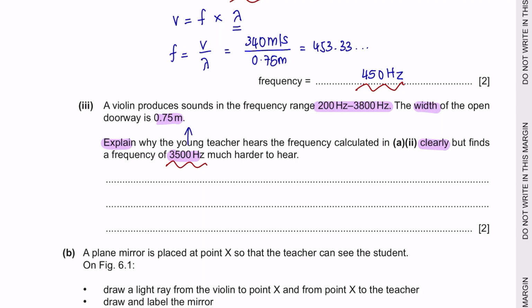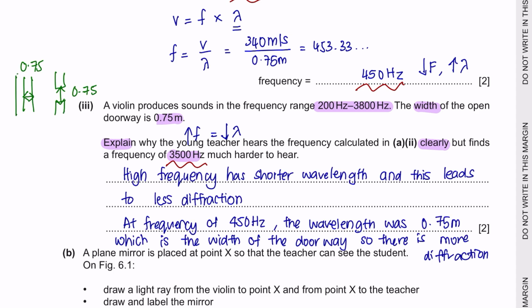So the higher the frequency, the smaller the wavelength. The lower the frequency, the wider the wavelength. Remember that if the wavelength is larger than or equal to the gap, there will be more diffraction. But if the wavelength is much smaller than the gap, then the diffraction would be much less.